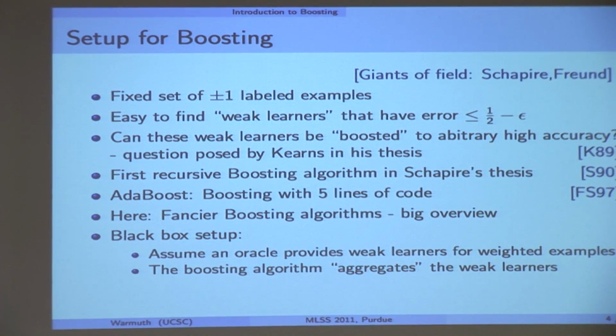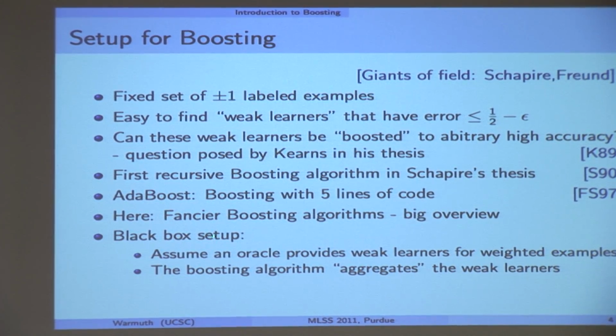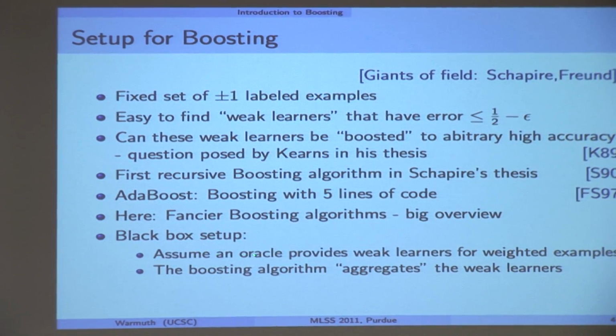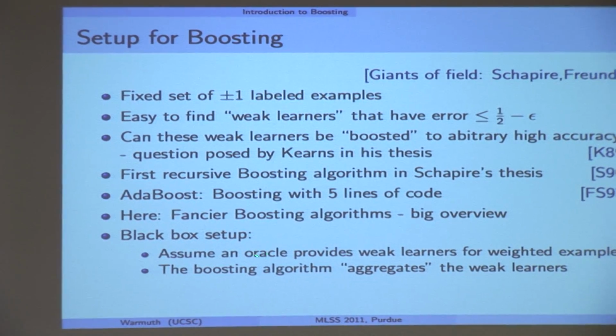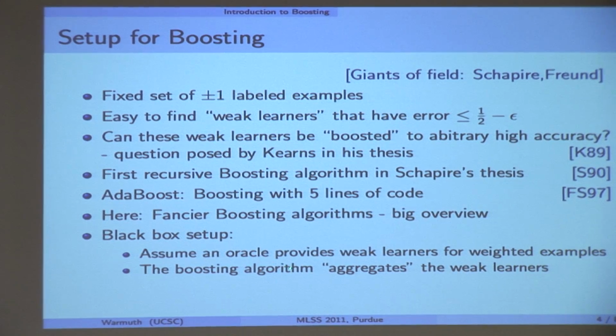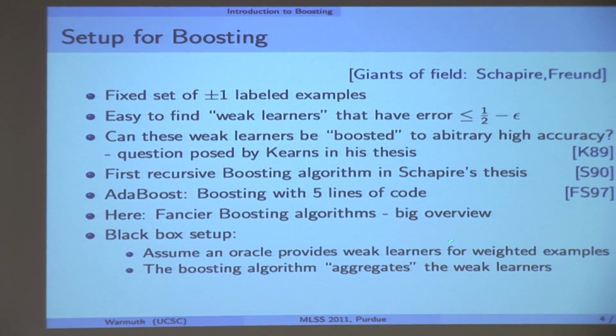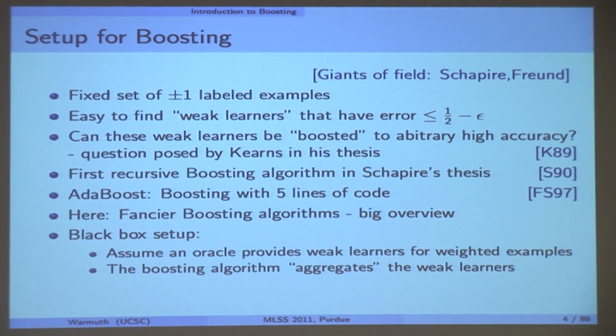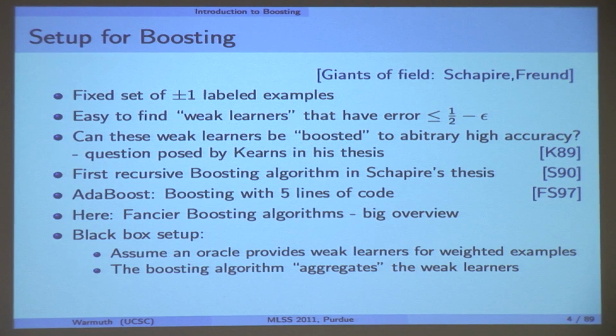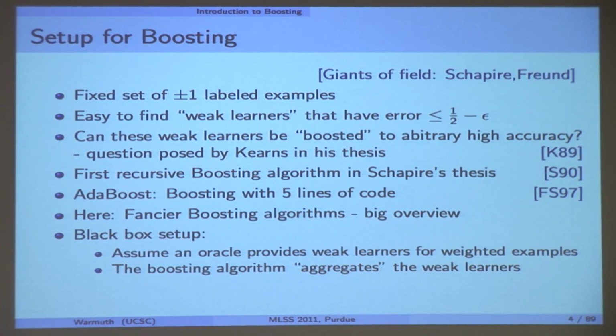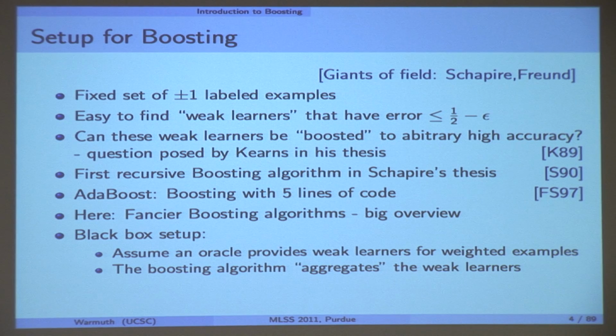But we assume we have a black box setup. We assume that we have an oracle, this is sort of from theoretical computer science, that provides you with weak learners for weighted examples. You have a bunch of examples, you have weights on them, and then your oracle always gives you a new hypothesis that's slightly better than 50%. That's what you assume. And then the boosting algorithm aggregates these many weak things and makes something bigger.